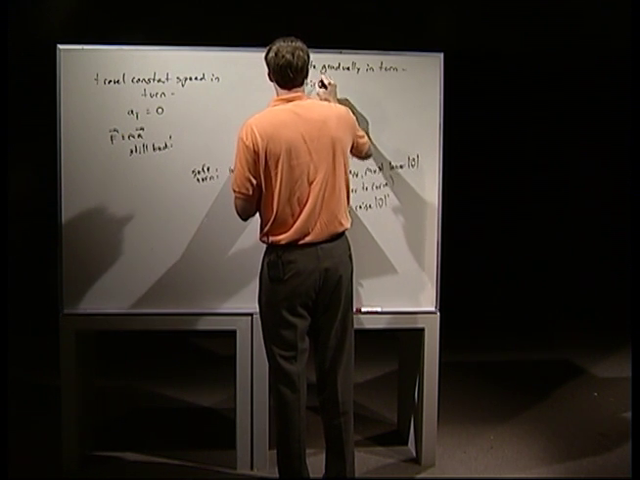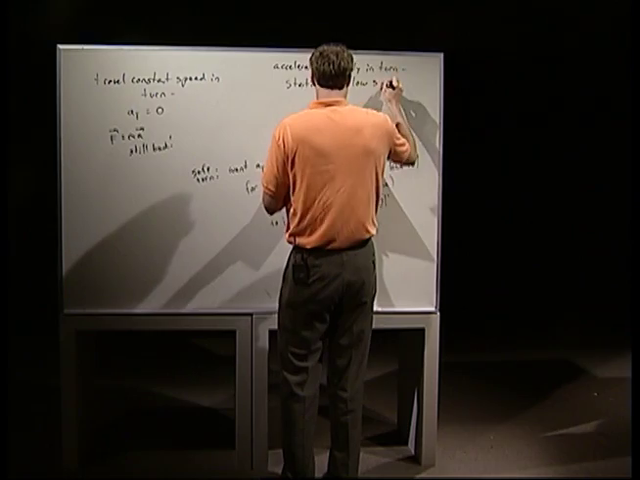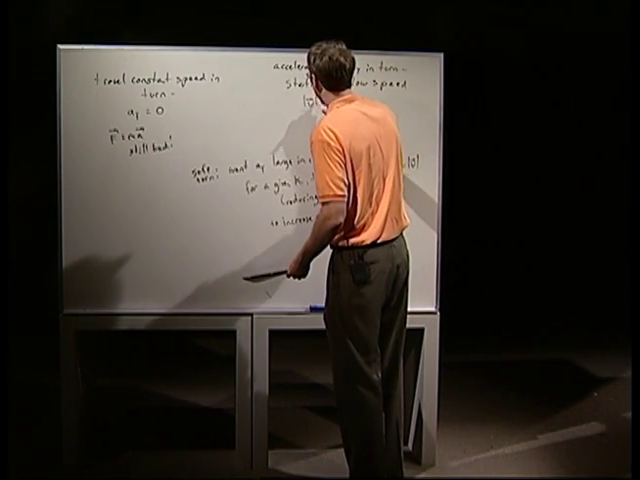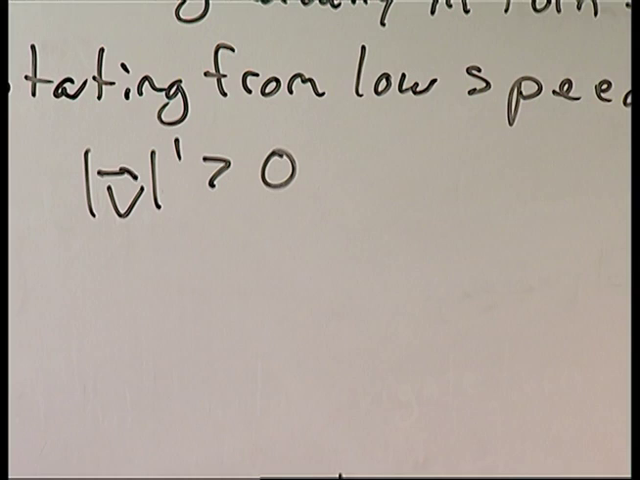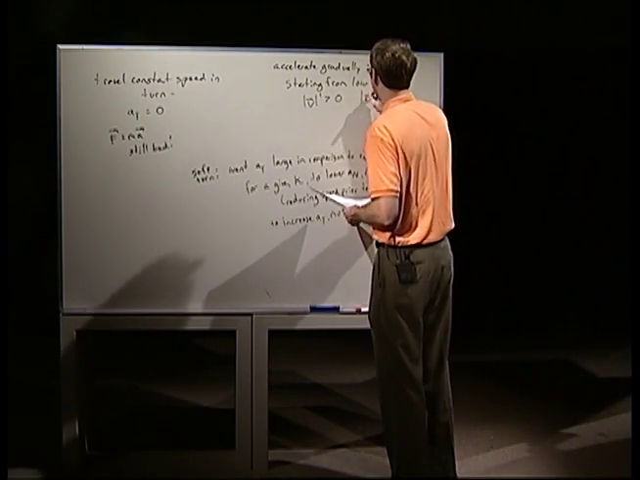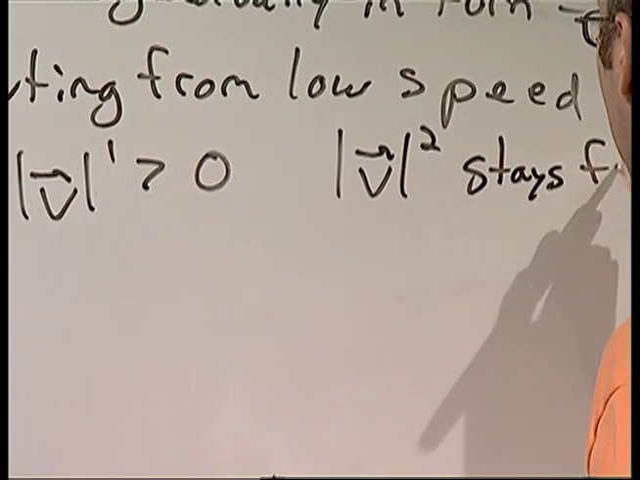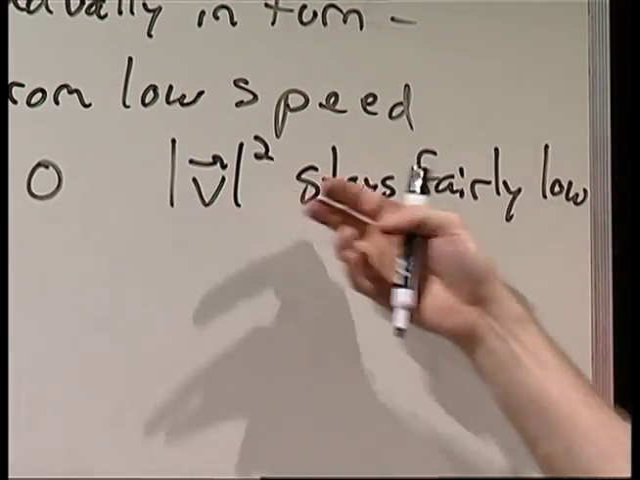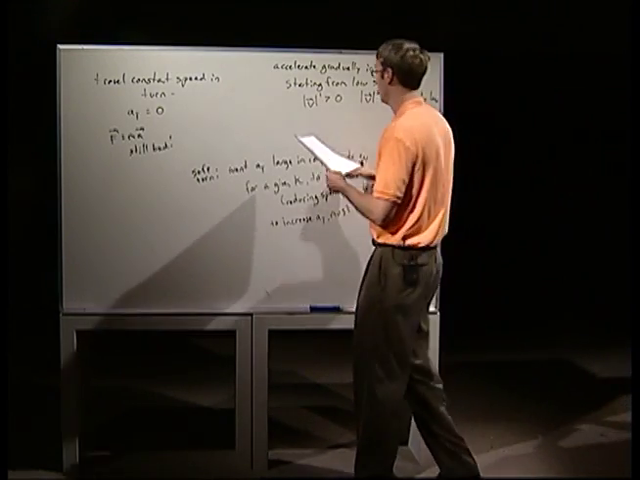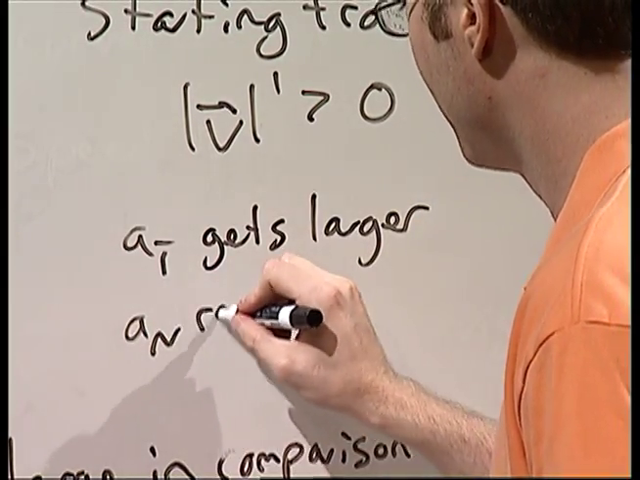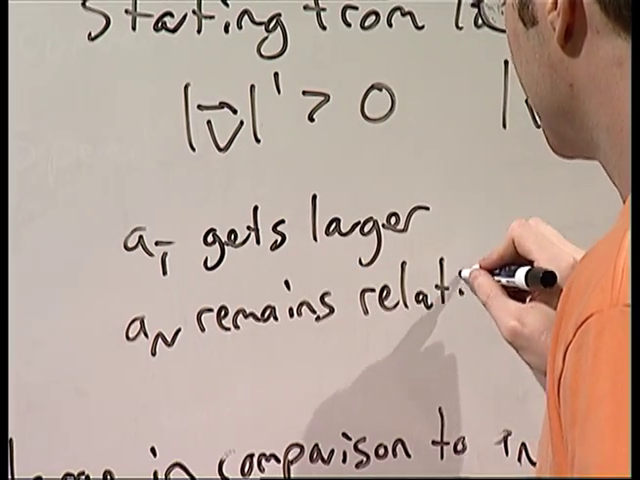So if you start from a low speed and you accelerate, two things happen. Number one, your speed derivative, v prime, is greater than 0. That means that your AT is rising. And as long as you're low and accelerating gradually, your speed should stay fairly low. This means that you get the most out of your AT while keeping your AN relatively small. So AT gets larger, and AN remains not constant, but relatively constant.